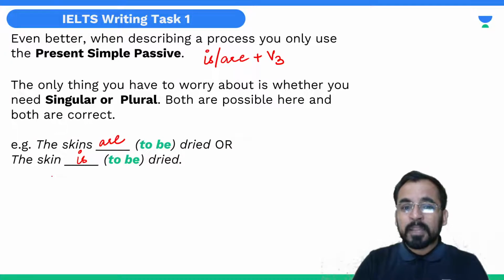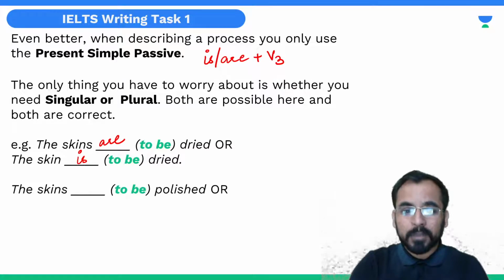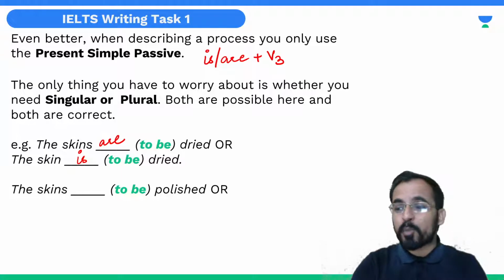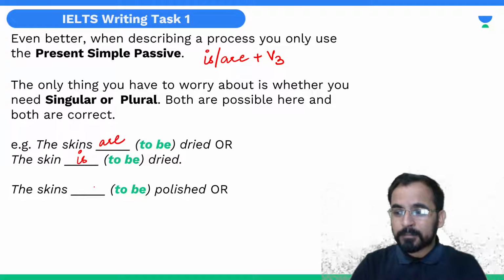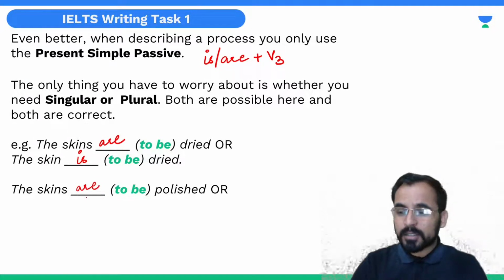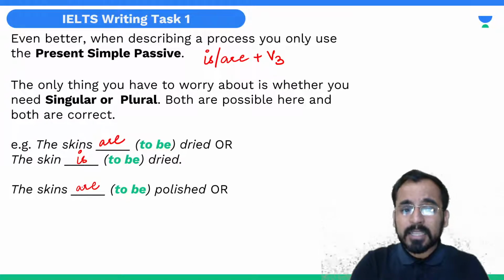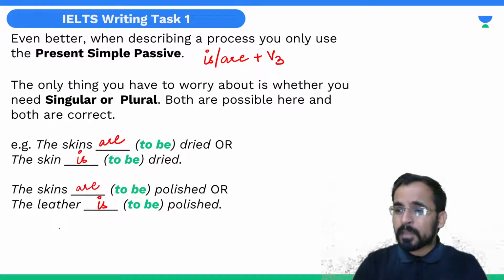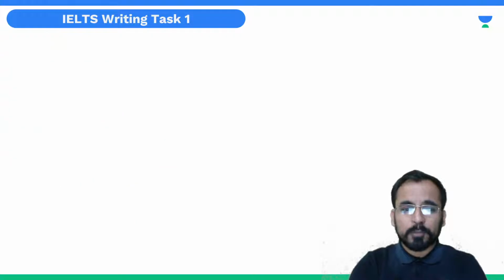Now you see, when you use passive voice, you have to be careful whether a singular verb will come or a plural verb will come. Let's talk about the third one. The skins dash polished. The skins are polished, right? The skins are polished. The leather is polished. Agree? Are we clear on this front? Cool? Chalo. Let's move on.